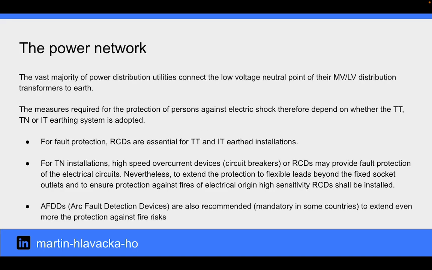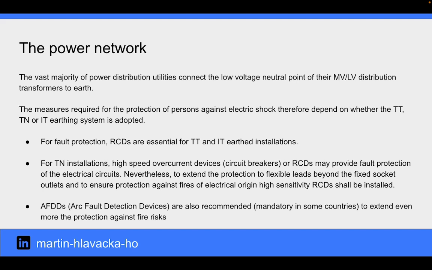The power network. The vast majority of power distribution utilities connect the low voltage neutral point of their MV-LV distribution transformers to earth. The protection of persons against electric shock therefore depends, in such a case, on the principle discussed in Chapter F. The measures required depend on whether the TT, TN, or IT earthing system is adopted.